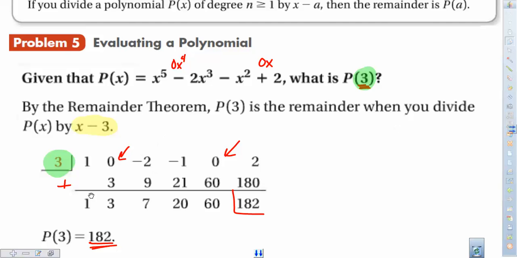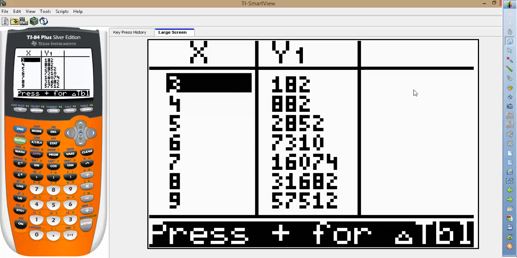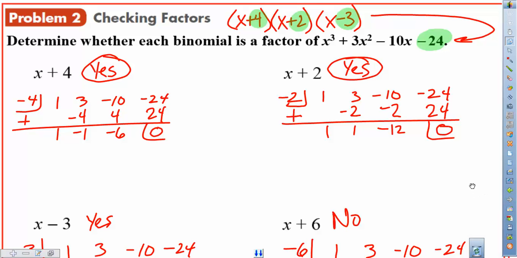Okay, so to get comfortable with that synthetic substitution, maybe type that into your graphing calculator, go to 3 on that table of yours, and just check. Not a bad idea at all. I love it. Keep doing it. It's awesome. You're great. Fantastic.